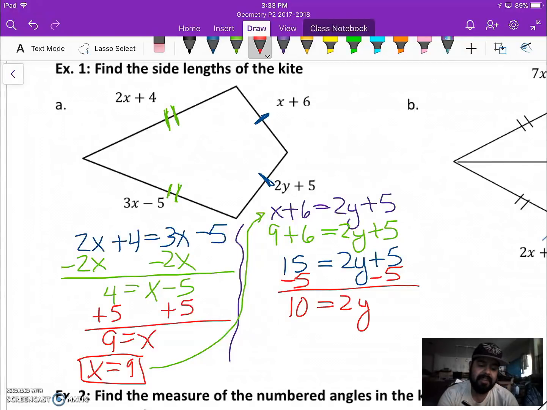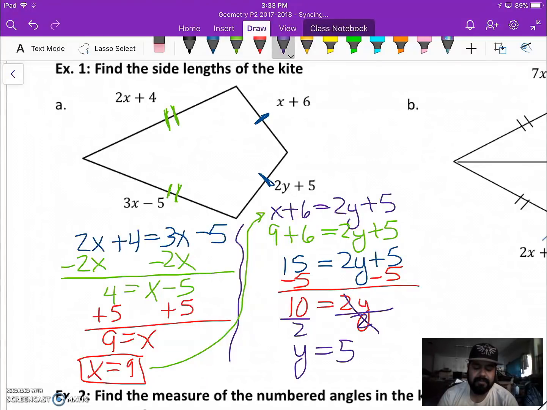Now I need to get y by itself. The 2 is being multiplied in front, so I need to do the operation that is going to cancel out the 2, which will be dividing by 2. So then we are left with y equals 5. And that's your first example.